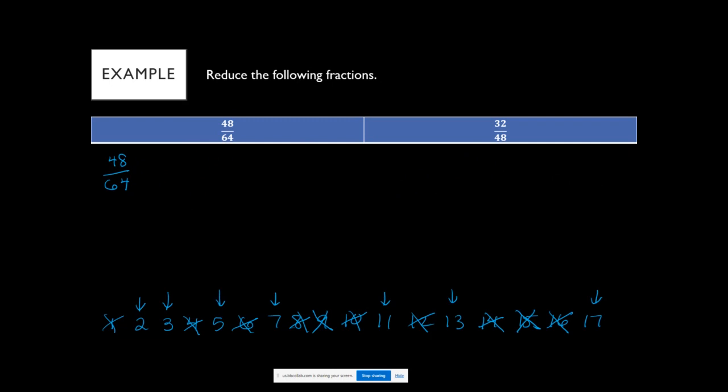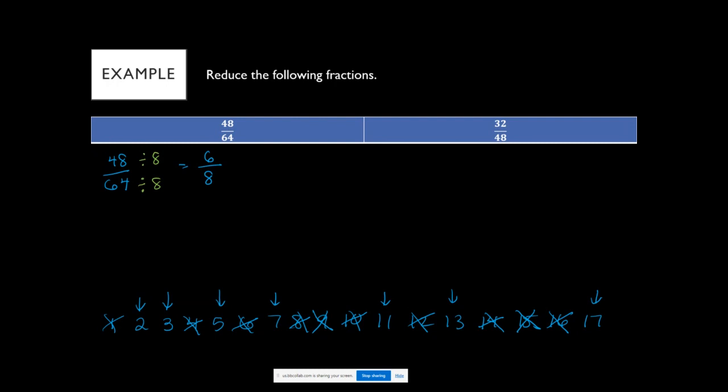So, would someone like to type in the chat, tell me what number can we divide into both of these numbers? Okay, 8. 8 does go into both of these numbers, so let's start with that. So I'm going to write this down. We're going to divide them both by 8. So 48 divided by 8 is 6. 64 divided by 8 is 8.